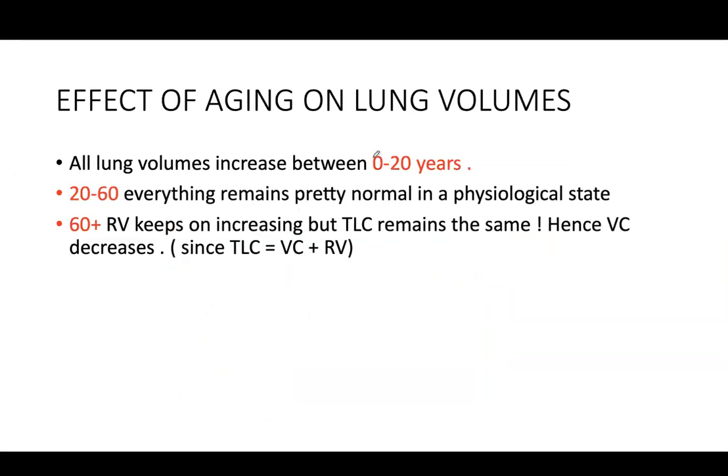Okay. Now, very simple. We're done almost. Last part. Effect of aging on the lungs. The lung volumes, all of them increase from 0 to 20. From 20 to 60, everything remains pretty normal in a physiological state, no changes. And 60 plus, residual volume keeps on increasing, but TLC remains the same.